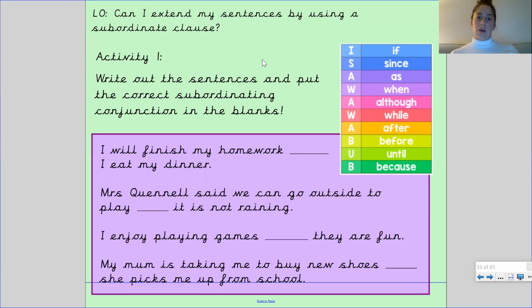So activity 1 is to write out the sentences and just put one of these subordinating conjunctions that would make sense in the gap to complete your subordinate clause. So I will finish my homework, blank, I eat my dinner. Which one of these subordinating conjunctions would make sense here? And carry on, do the same for the rest of them.